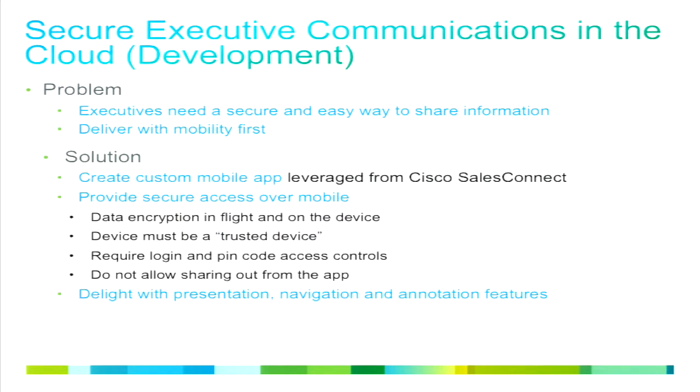We have a very open environment for BYOD in Cisco. We do require some security settings that make people's devices trusted devices, PIN code locking, and a couple of other things. But assuming that somebody has a device that's set up like that, they would want to be able to get to it. So we're creating a custom mobile app that we're leveraging from the work we did on the Sales Connect mobile app. And then we're providing secure access on mobile. So we're doing data encryption in flight and on the device. The device must be a trusted device, as I said. And we're requiring login and PIN code access controls.